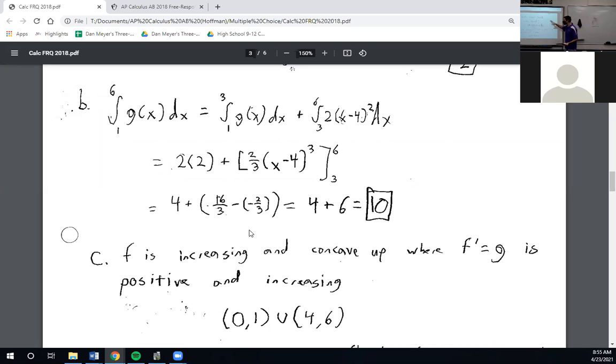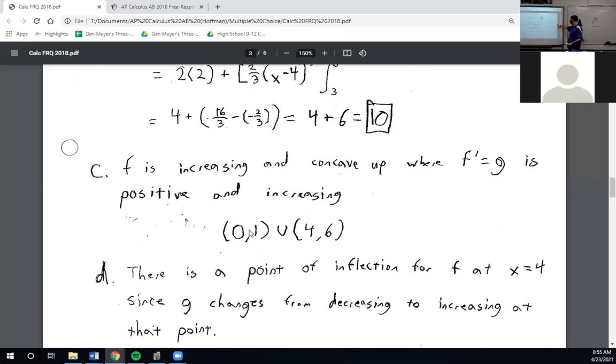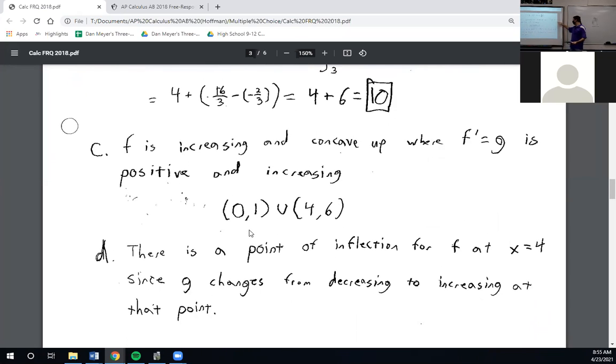Part D, same thing. Explain it in terms of g, in terms of the graph in front of you. So the first derivative of f. We have a point of inflection when the second derivative equals 0 and changes sign, which is when the first derivative has a maximum or a minimum. Or when that first derivative changes from decreasing to increasing, so that the second derivative will change from positive to negative or negative to positive. So x equals 4 is our inflection point there.